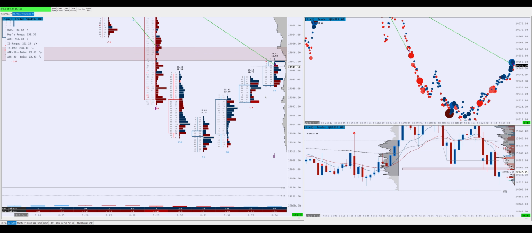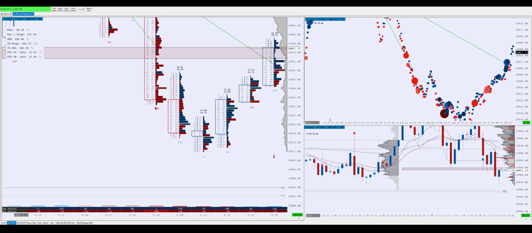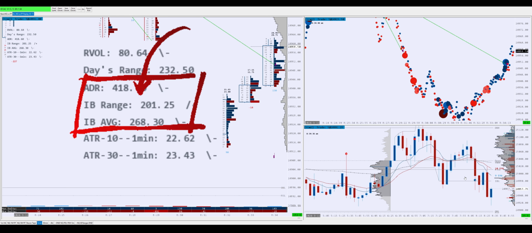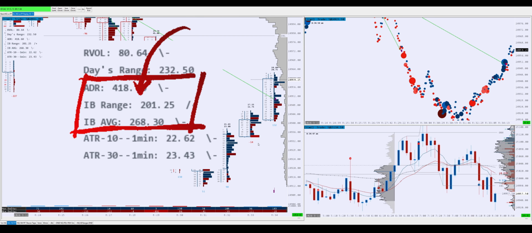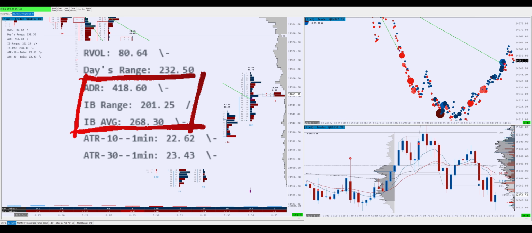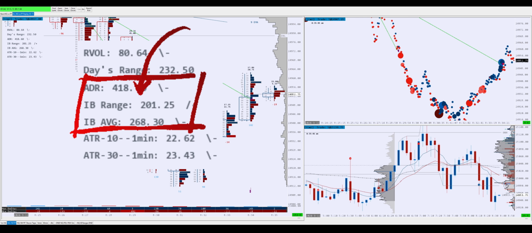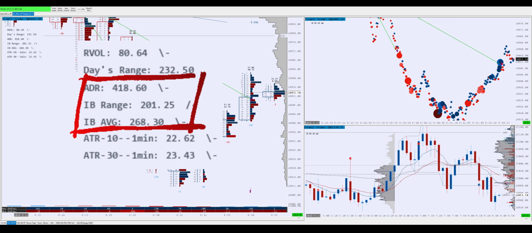At this point, I'm going to get stopped out here. But I think the trade still stands, and the thesis of the compressed IB with the potential to expand is a great example here. Again, looking at the IB range of 201 compared to the 268, that's already telling me we're going to expand. ADR is 418, so it's telling me, all right, cool, we have some pretty decent room to move, some budget for the day.